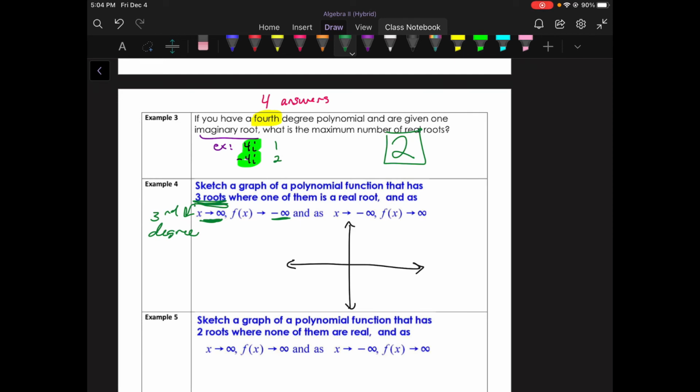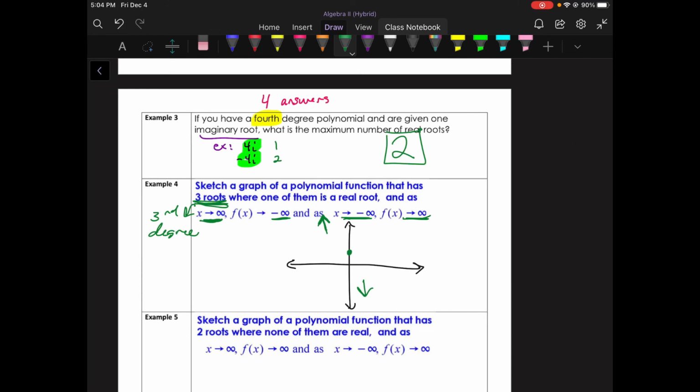So start somewhere. Yeah, I'll just start here. You go to the right, your function's going down. As you go to the, well, I shouldn't do that. I'm gonna go down here. As you go to the left, your function goes up. So it's going somewhere up here.